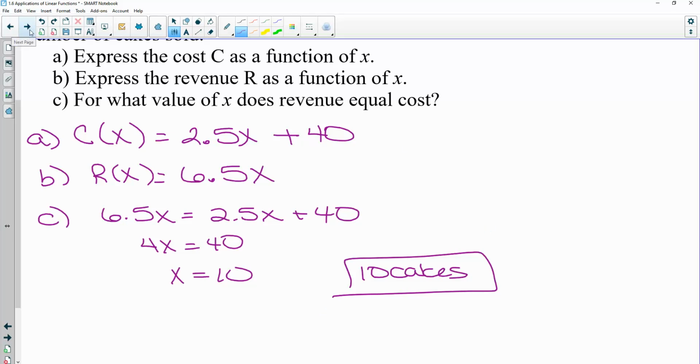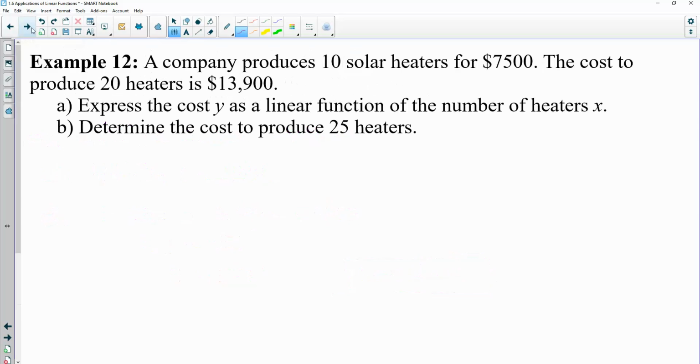Let's look at another problem. So another one related to cost, but I've set it up a little bit differently. A company produces 10 solar heaters for $7,500. The cost to produce 20 is $13,900. Express the cost y as a linear function of the number of heaters x.